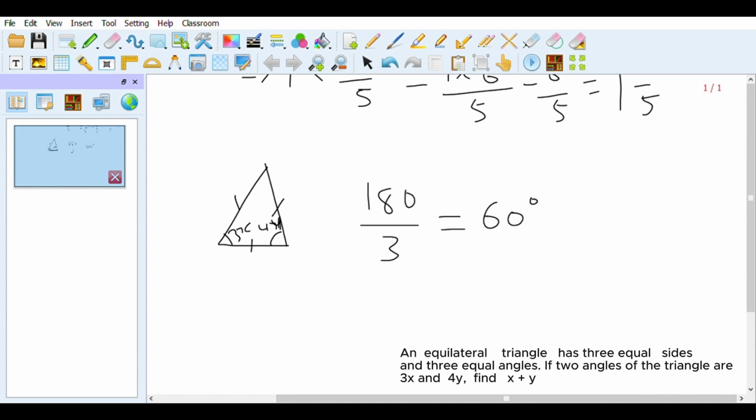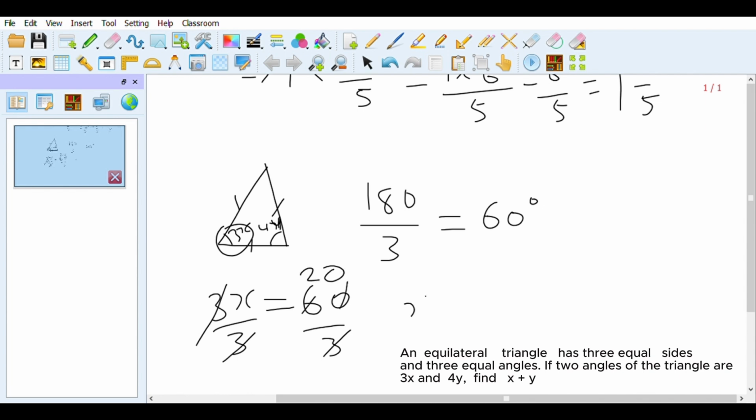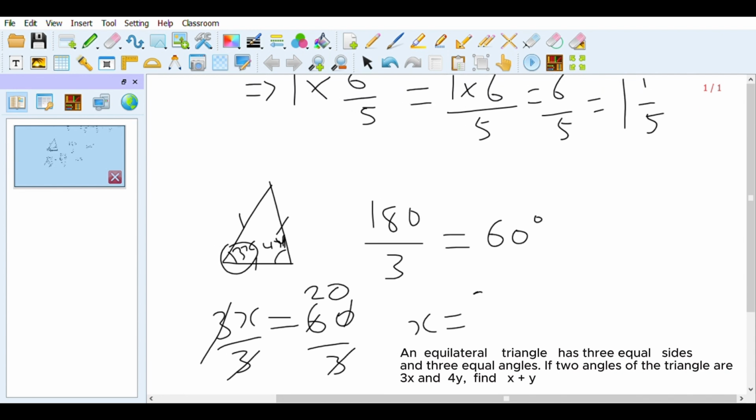So in the first instance, it means that this angle here is 60 degrees, but they say it's 3x, so it means that 3x is equal to 60 degrees. Okay, look at it. This is an algebraic equation, so we can divide both sides by 3 because 3 is the coefficient of x. So if we divide both sides by 3, 3 divides 6, we'll have 2, 3 divides 0, we'll have 0. So x is equal to 20.